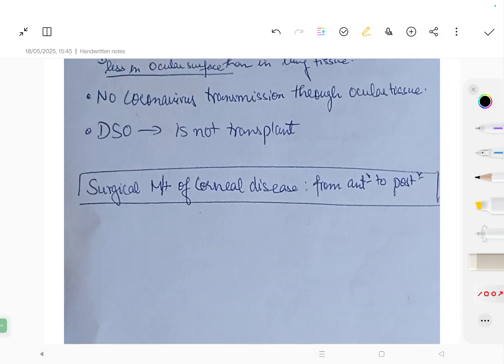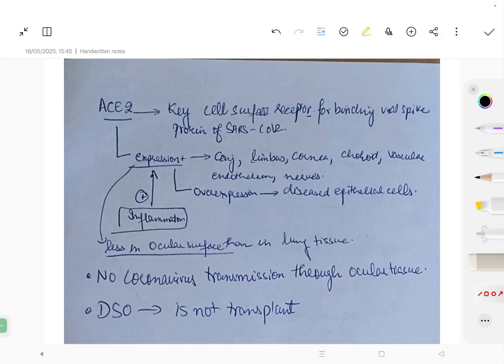Next we come to ACE2. ACE2 receptors, where are they found? The ACE2 receptors are the key cell surface receptors for binding the viral spike protein of SARS-CoV-2. The expression is positive in conjunctiva, limbus, cornea, choroid, vascular endothelium, and nerves, and overexpression is seen in diseased epithelial cells. If there is inflammation, then there is also more expression of ACE2 receptors.